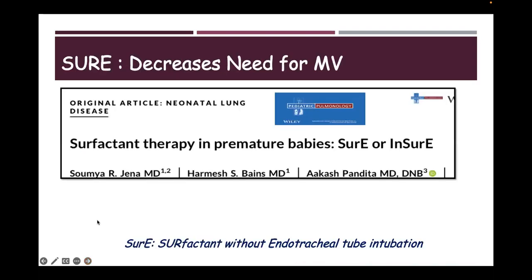Surfactant therapy is usually given by two methods. One is INSURE: intubate, give surfactant, extubate to CPAP. But for that method, we have to put a tube across. The newer technique is SUR, that is surfactant without intubation. It is also known as LISA or MIST.